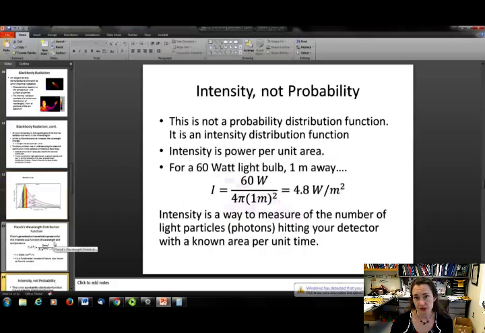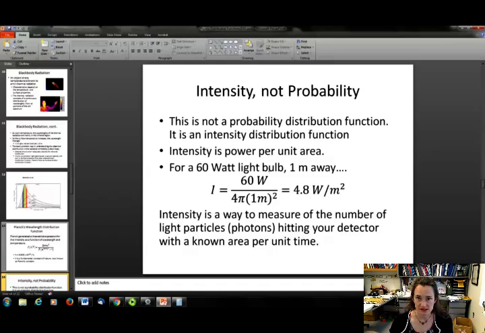Now, I do want to emphasize that this is an intensity function, not a probability distribution function, okay? With a few relatively simple steps, you can change it from an intensity distribution function to a probability distribution function. To give you an idea of how you might do that, we'll define intensity. Intensity is defined as power divided by a unit area, okay? So for example, from light, let's say that you have a 60-watt light bulb. 60 watts would be the power of the bulb, and then you're standing 1 meter away.